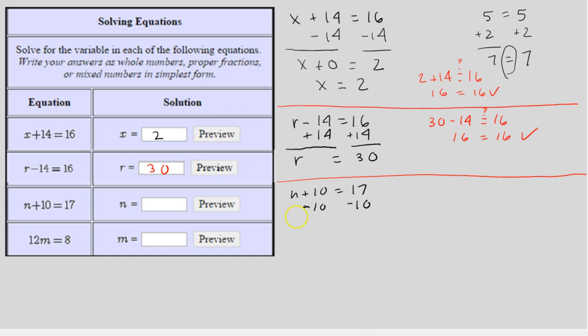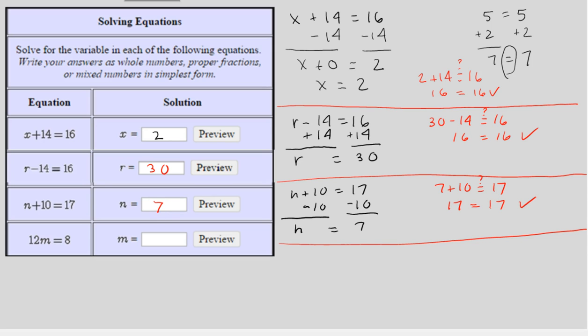There's the equal sign. I'm going to put the line showing I'm performing the operation downward. So here I get n, these cancel, and 17 minus 10 is 7. Checking my result. Does 7 plus 10 equal 17? And if we add 7 and 10, we'll see that that result checks as well. So our answer is n equals 7.